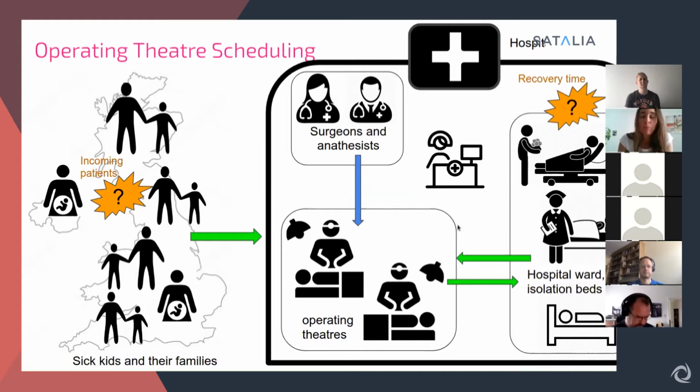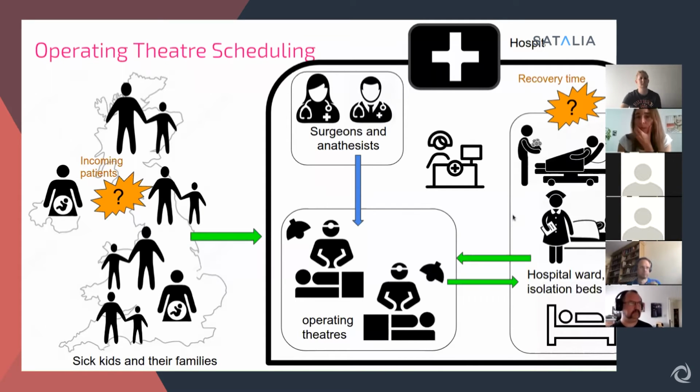In some cases, the operation might not be a very severe case, but the patient still might get into a worse condition and might need to go into intensive care. So these are the two uncertainties that make this whole scheduling problem even more difficult.